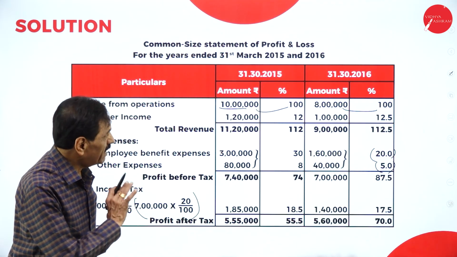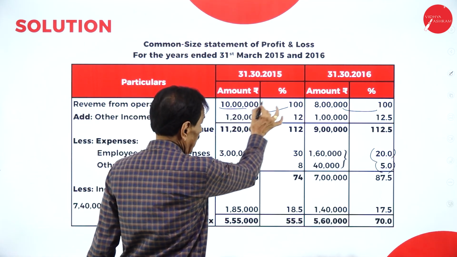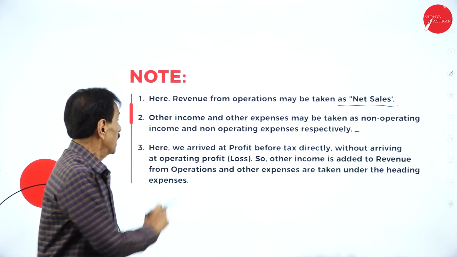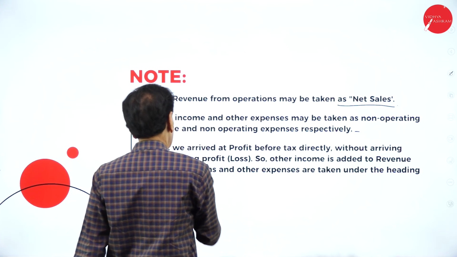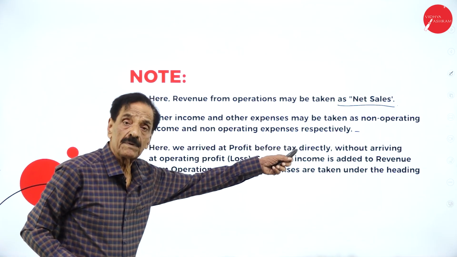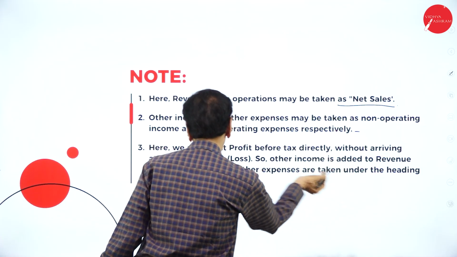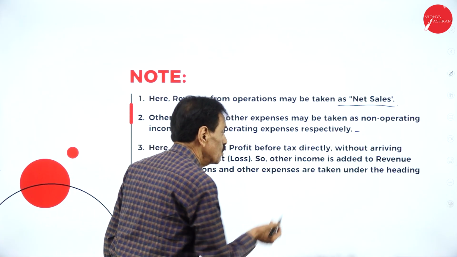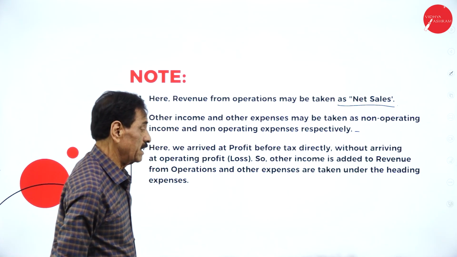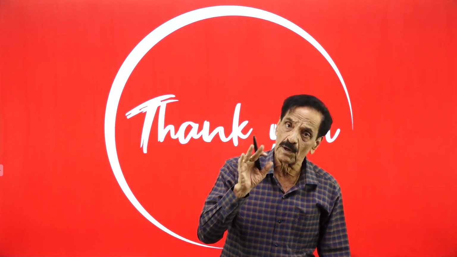Hope you understand. Very easy, just a comparison. Taking this base as 100. And here we take revenue as net sale. Other income and other expenses will become non-operating income and non-operating expenses respectively. And we arrive at the profit before tax without arriving at the operating profit or loss. So other income is added to revenue from operation and other expenses are deducted. Hope you understand. We solved all types of problems.